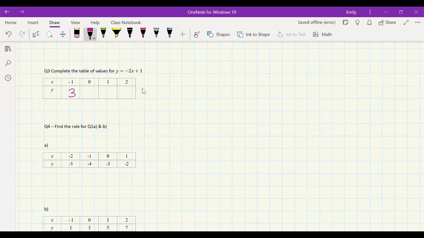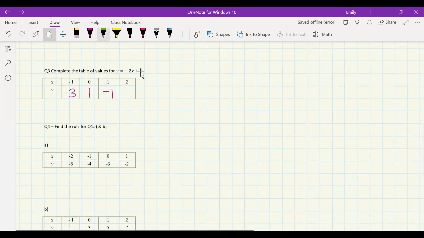So this means if we're letting x equals 0, minus 2 times 0 is 0, plus 1 is just 1. Next one, we want x to be 1. So we're saying y equals minus 2 times 1 plus 1. So minus 2 times 1 is just minus 2. Add another 1 is minus 1.